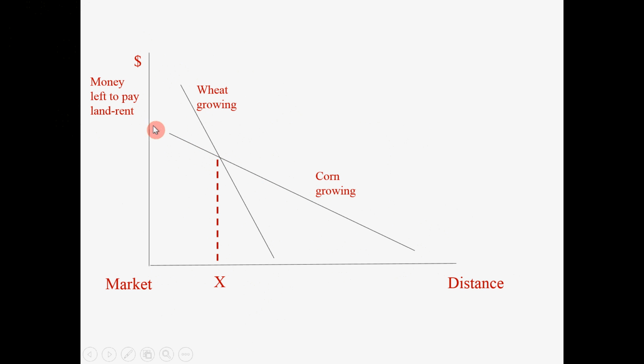This is the most the corn growing farmers can afford for the land. But this is the amount that the wheat growing farmers can afford. Therefore, they would outbid the corn growing farmers. So eventually they will get the land. So the land here will be used by the wheat growing farmers. After this point, it's the opposite. After this point, the corn growing farmers have a higher ability to pay rent. Therefore, they outbid the wheat growing farmers for land. So the land will go to the corn growing farmers. So that's the reason that this is a dividing point where we decide what crop should be grown and where. Now, this simplifies the graph.